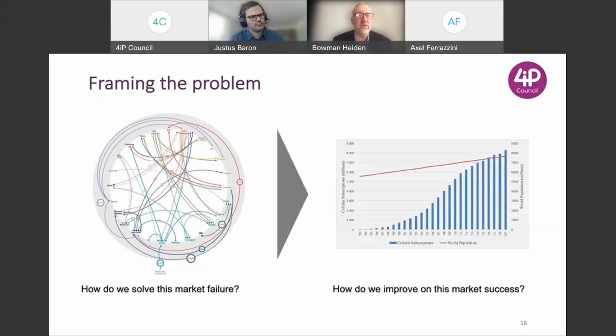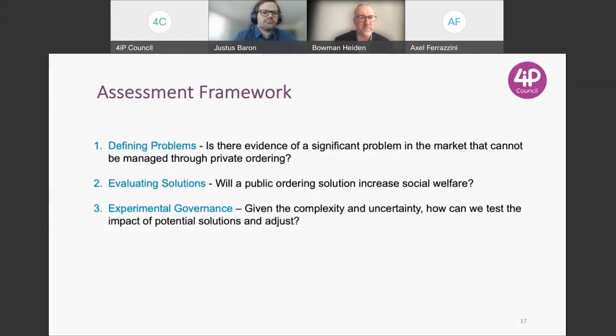If we come into a governance situation and frame the problem as how do we solve this market failure versus how do we improve on this market success, we will likely have two different outcomes just on the way that we frame this. Since it's not obvious exactly what the problem is and to what extent, the way that this is framed can create a completely different outcome in how policy considerations are done. So this reframing process is critical to setting up the problem in the first place.